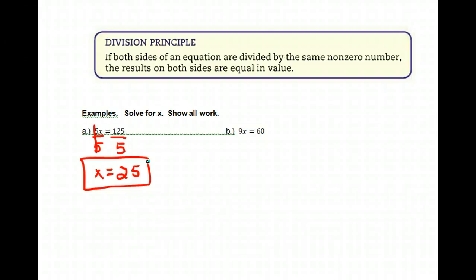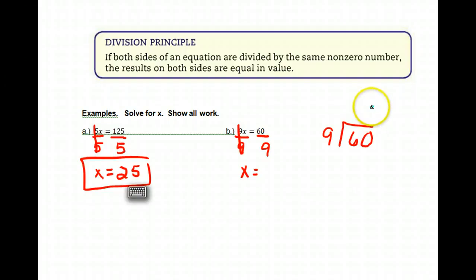Let's look at example B. We have 9x equals 60. Your variable is being multiplied by 9. In order to isolate it, you must divide both sides by 9 to cancel out that 9. So we are left with x equals 60 over 9. We must convert that into a mixed number because we should never leave it as an improper fraction.